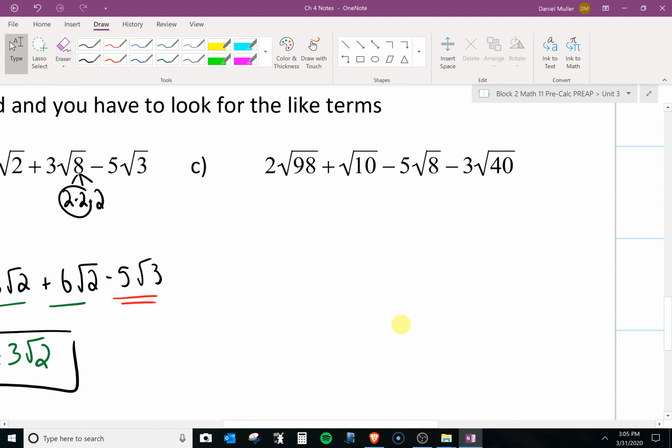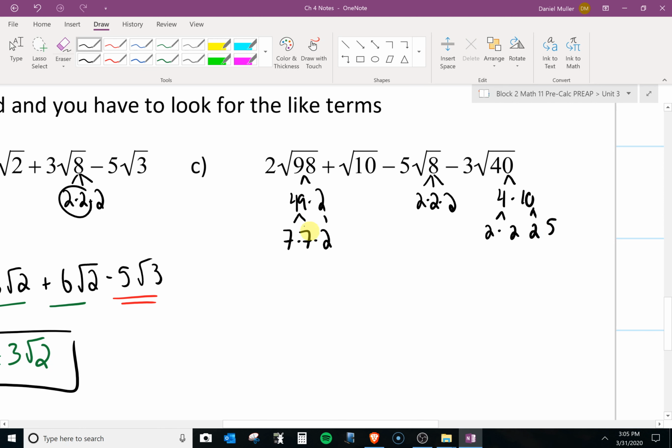Moving on here, again, it looks like none of these radicals are common. They're not the same. So we're going to have to split things up. 98 can break up to 49 and 2. And 49 can break up to 7 times 7 and bring down the 2. 10 can break up to 5 times 2, but there's no pairs there, so I'm not going to bother. 8 can break up to 2, 2, and 2. There is some pairs there, which is good. And 40 can break up to 4 times 10. That 4 is a 2 and 2. The 10 is a 2 and a 5.